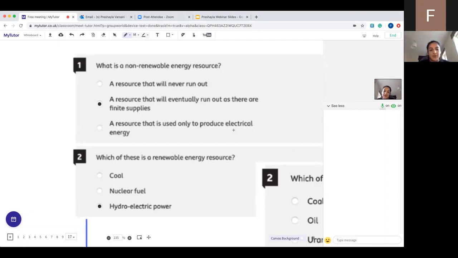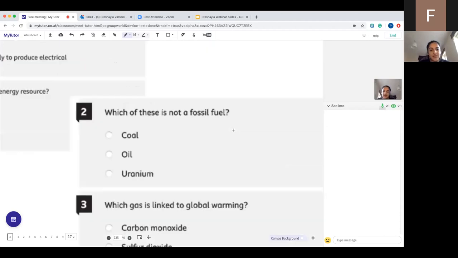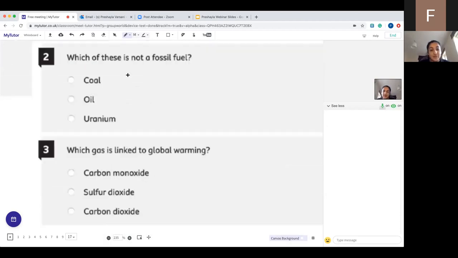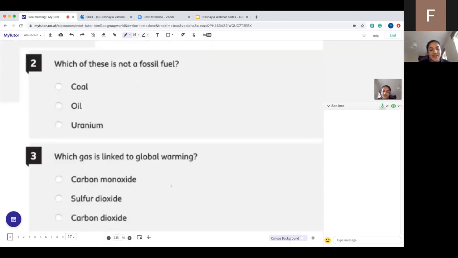Okay, so moving on to the other two questions. Which of these is not a fossil fuel, and which gas is linked to global warming? Put your answers in the chat.